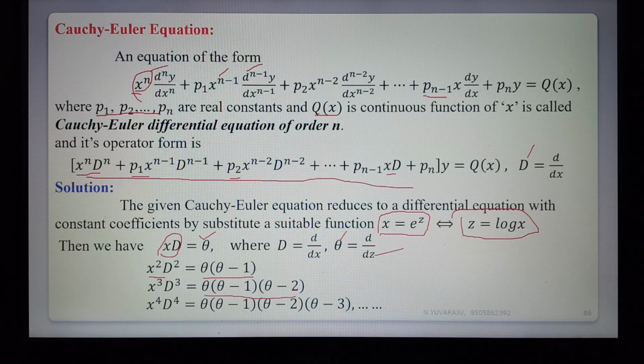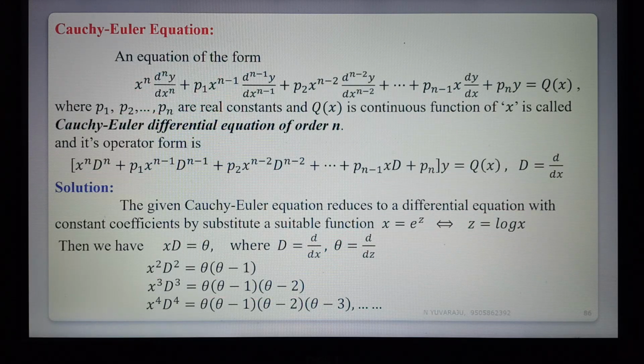We get a new equation with constant coefficients only. Now we solve that equation, and the solution is in terms of z. After finding the solution, we replace z: z is equal to log x, or e^z is equal to x. This is the Cauchy-Euler equation and the method of solving the Cauchy equation.